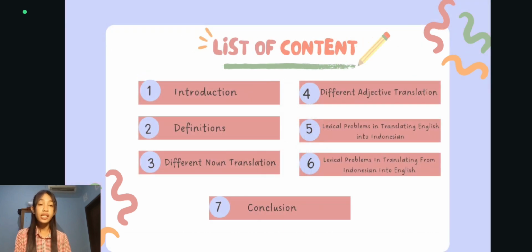Now we move to the list of the content. The first is the introduction, which will be presented by me, and the second is the definition, presented by Aryo. The third is different noun translation, presented by Tessa, and the fourth is different adjective translation, presented by Filippo. The fifth is lexical problems in translating English into Indonesian, presented by Helven, and the sixth is lexical problems in translating from Indonesian into English, presented by Nofriend. The seventh is the conclusion, delivered by Monica.